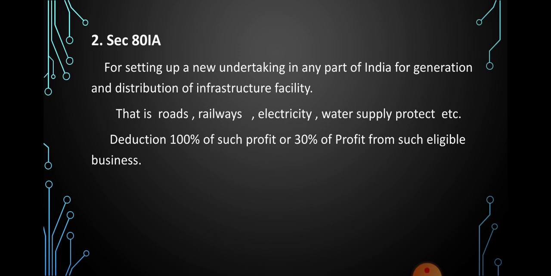It begins to generate power at any time during the period beginning on the first day of April 1993 and ending on 31st day of March 2010. The deduction is 100% of such profit or 30% of profit from such eligible business.